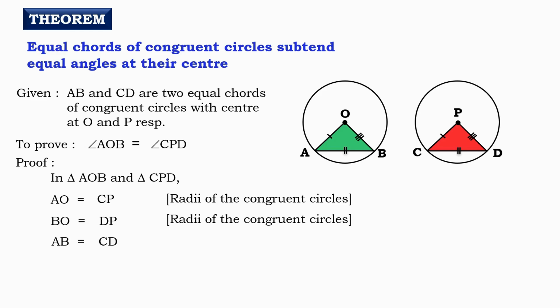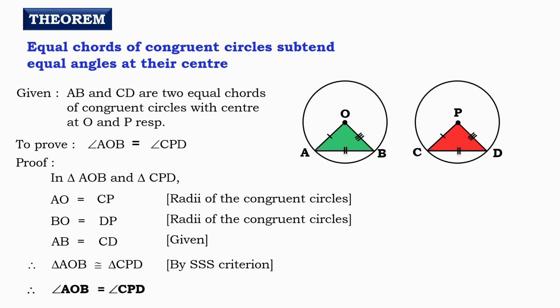Now AB is equal to CD, that is given in the question, right? It is already mentioned that equal chords, so it is given. So by SSS criteria, we can clearly say that triangle AOB is congruent with triangle CPD. So now by CPCT, that is corresponding parts of congruent triangle, we can clearly say that angle AOB is equal to angle CPD. Okay, so that's the proof. This is the first theorem.